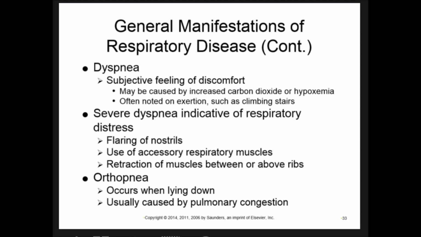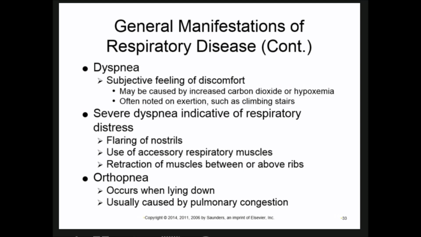Severe dyspnea, which is even more, means respiratory distress. Those people will be using their accessory respiratory muscles. Do we know the accessory respiratory muscles? The diaphragm and the external muscles are normal. If you use the sternocleidomastoid and the abdominal muscles and all these accessories, it means you're having a hard time breathing and you're forced to use them. Also flaring of the nose: because you are breathing too hard, the nose flares in and out.